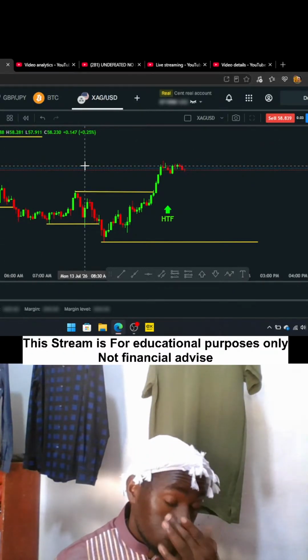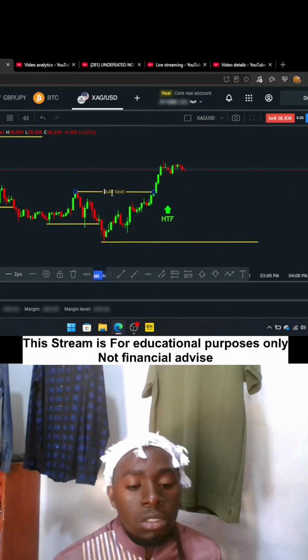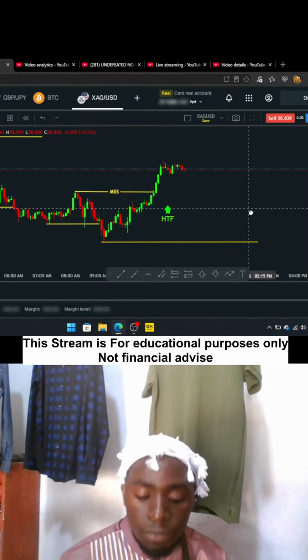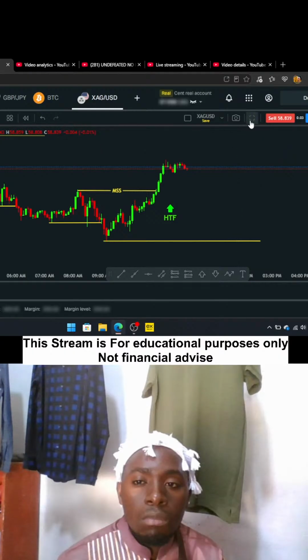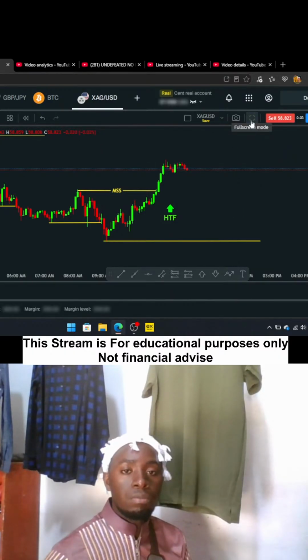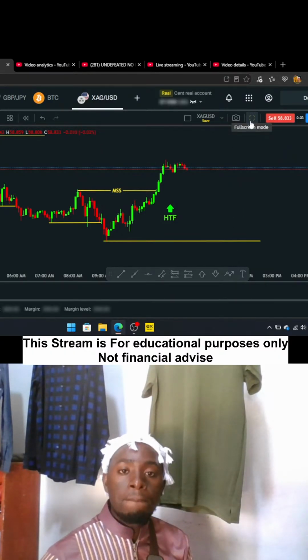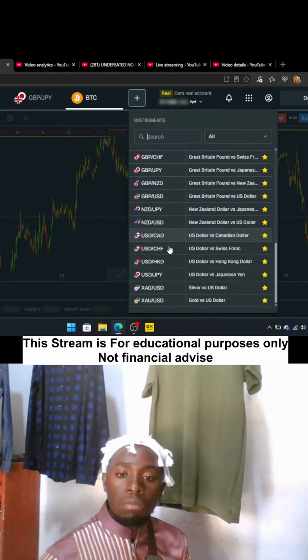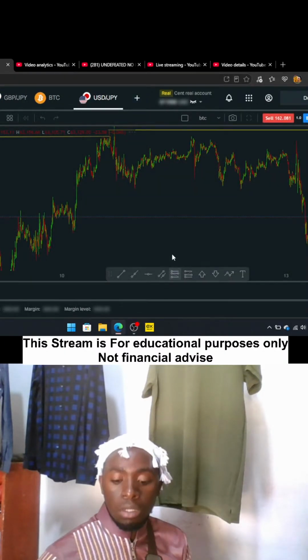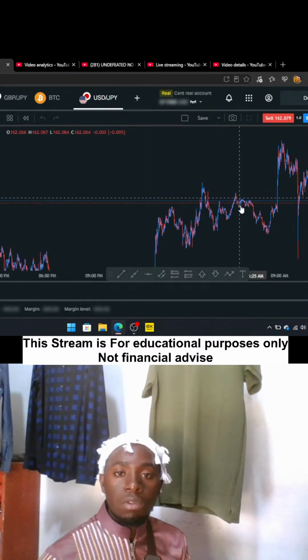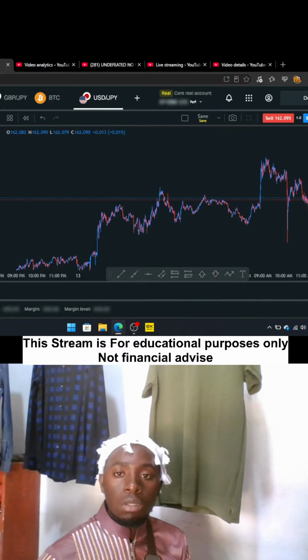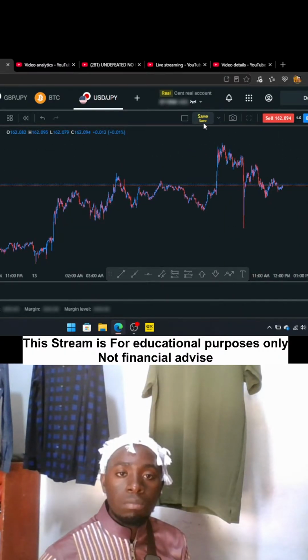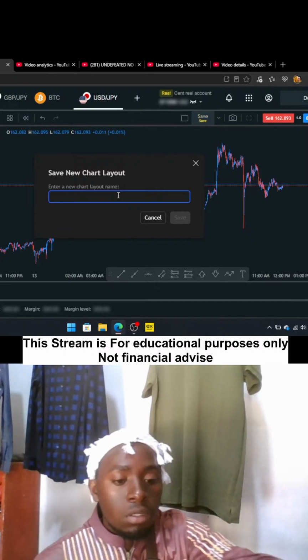Okay, so this is the market structure shift right there. I'll definitely label it. Let's see what's happening on USD JPY, if there's anything. USD JPY.